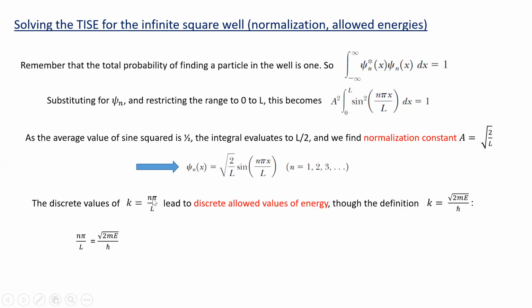Well, these are both equal to k, so we can set nπ/L equal to the square root of 2mE over ħ. Square both sides, so we get n²π²/L² equal to 2mE over ħ², and then solve for E. And we get E indexed by n, since it depends on n, equal to n²π²ħ² over 2mL², for n = 1, 2, 3, and so forth.